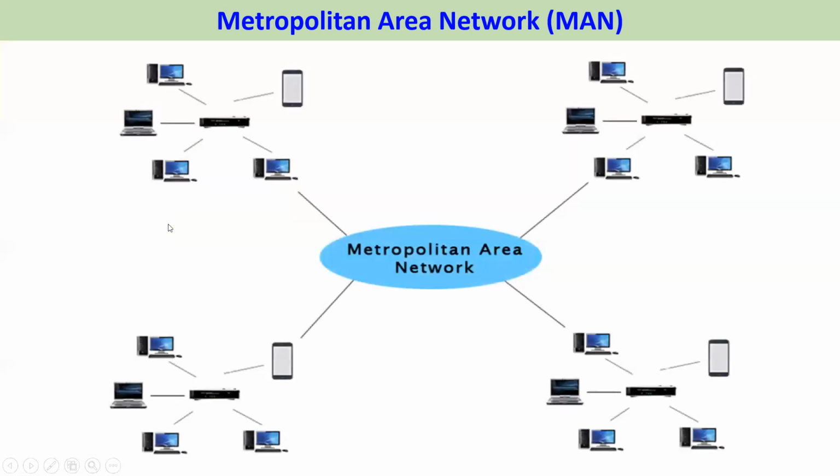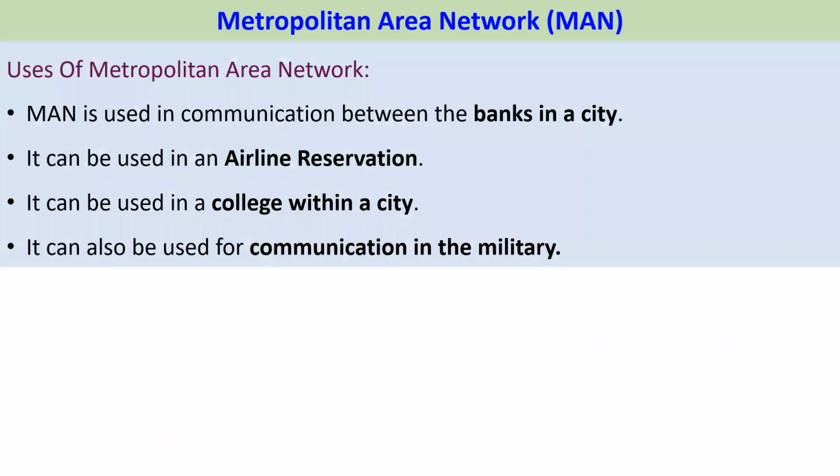Here is a picture regarding the metropolitan area network. Here you can find the small networks around the metropolitan area network. Right. In other words, we can say it is a collection of local area networks. Collection of local area networks. We can call it a metropolitan area network, or MAN. Here are some features.